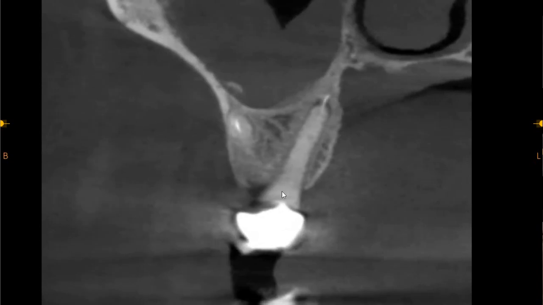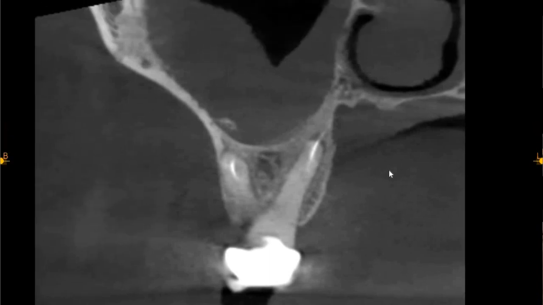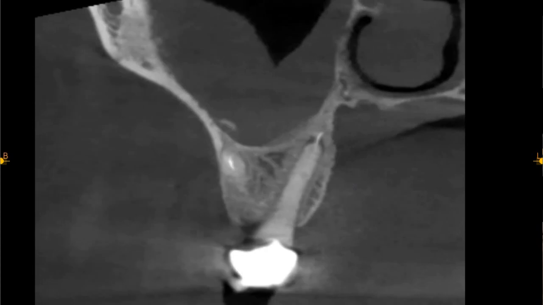Moving towards the distobuccal canal, here you can see the distobuccal canal is obturated, and doesn't seem to be any over obturation, but we do see a little bit of a radio-opacity close to the distobuccal apex in the maxillary sinus, but there doesn't seem to be any communication between the radio-opacity and the apex of the distobuccal root. We see sinusitis associated with the upper right first molar.